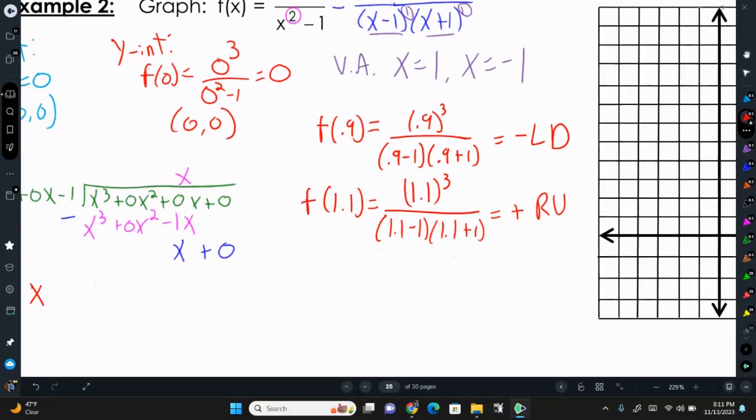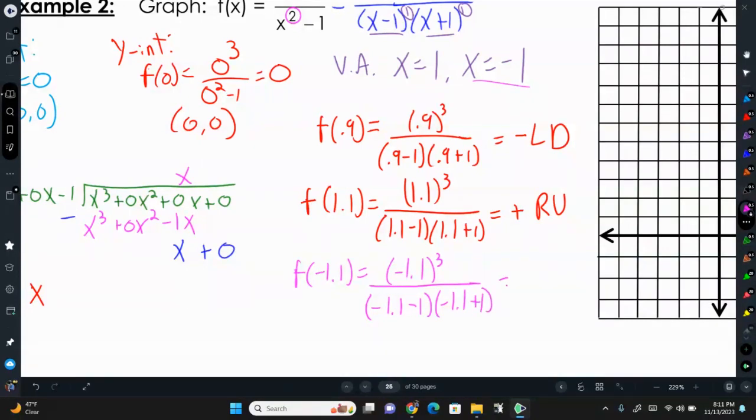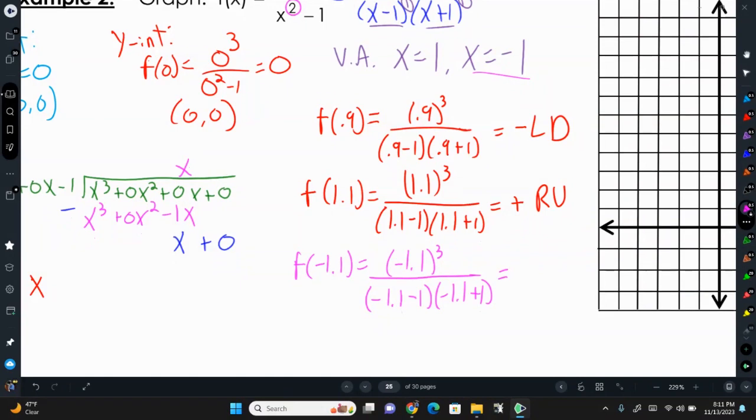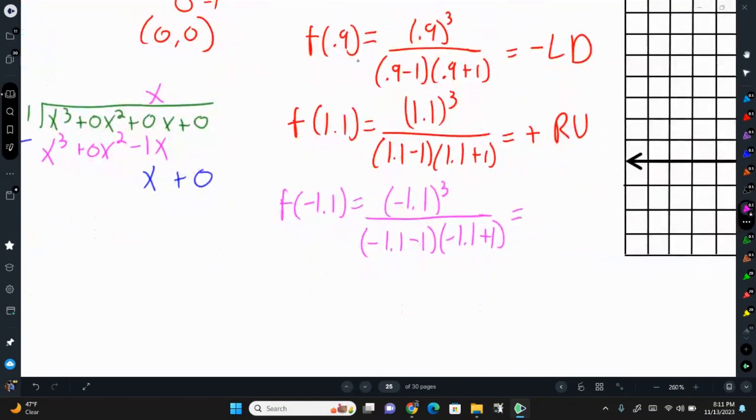Then we have to do the same thing for negative 1. So f of negative 1.1 equals negative 1.1 to the third over negative 1.1 minus 1 times negative 1.1 plus 1. And the numerator is going to be negative because we have a negative number raised to a third power. And the denominator is going to end up being positive because we have a negative times a negative down there. So this is going to be negative, left side down.